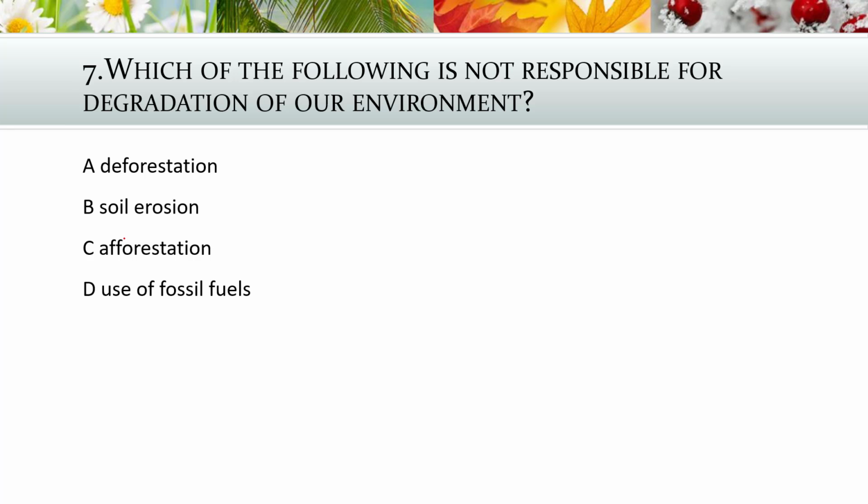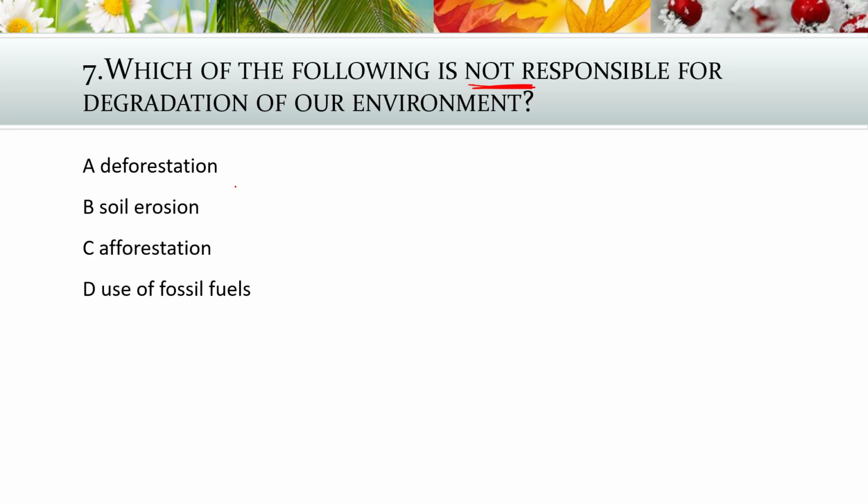And the seventh question is, which of the following is not responsible for degradation of our environment? Degradation means causing some kind of disturbance or destruction, or causing any negative effect on the environment. Which are the factors? That is the question. Sorry, which is not the factor? Try to understand the question. Which is not the factor?